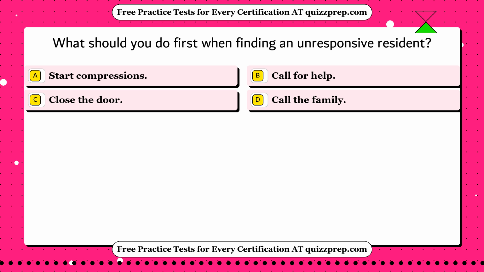Question 119. What should you do first when finding an unresponsive resident? Option A, start compressions. Option B, call for help. Option C, close the door. Option D, call the family.